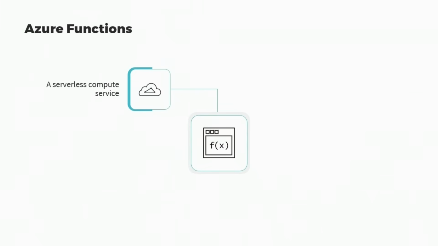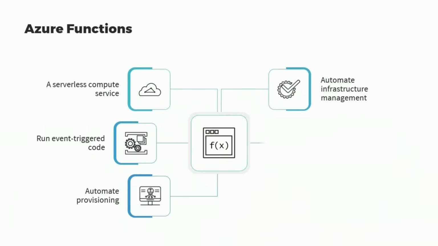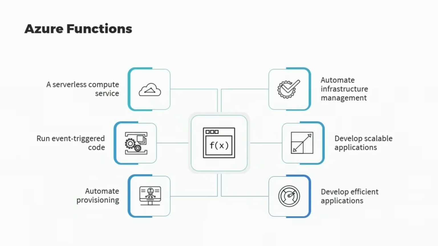Azure Functions is a serverless compute service for running event-triggered code. It eliminates the need to explicitly provision or manage infrastructure and is ideal for developing scalable, efficient applications with a serverless architecture.